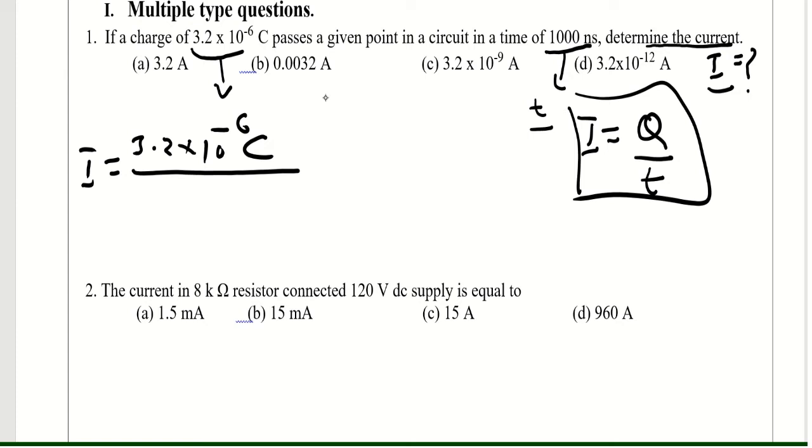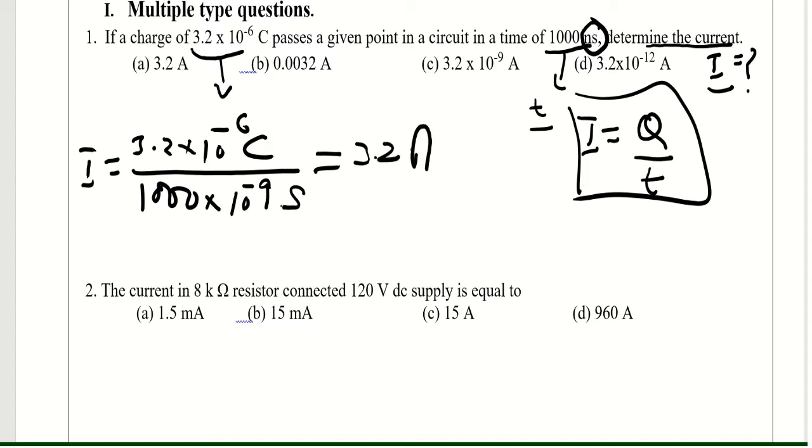Here it is in nanoseconds, so you have to change it: 100 multiplied by nano, which means 10 to the power minus 9, seconds. After solving, the answer will come 3.2 ampere. So option A is the correct option.